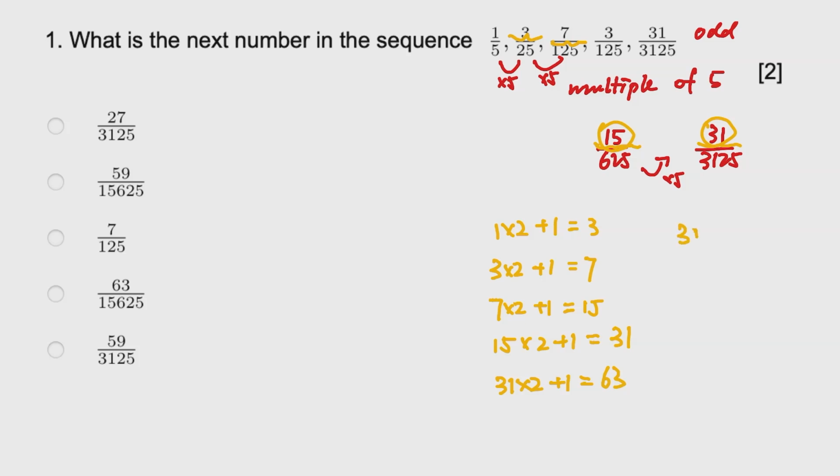And the denominator should be 3125 times 5, which is 15,625. Therefore, the answer should be 63 over 15,625.